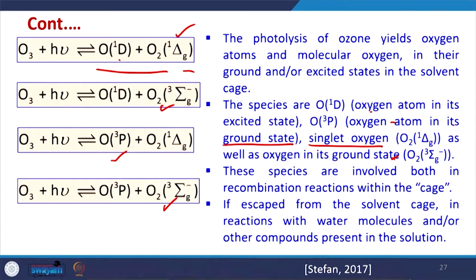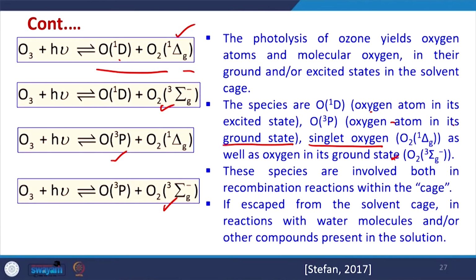They should react with the contaminants first, and they should be able to degrade these contaminants into CO2 and H2O. So, this is more desirable. If they escape from the solvent cage, they react with the water molecules or other compounds present in the solution. So, we want this reaction to happen. These species should combine with the contaminants, which is desirable.